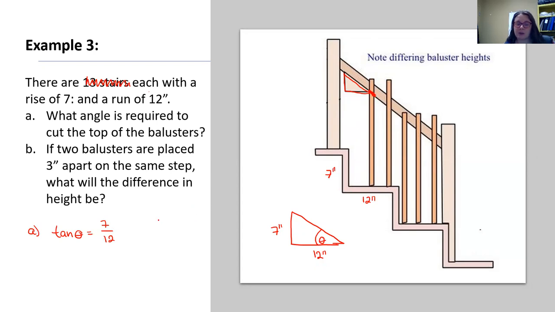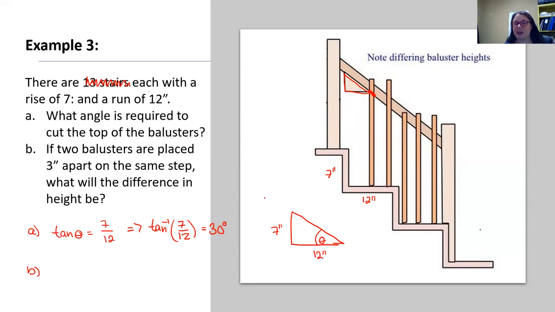Okay? Then we're going to do our shift tan. So inverse tan of 7 over 12 gives us 30 degrees. So 30-degree angle. So I'm going to have to cut the balusters at 30 degrees.